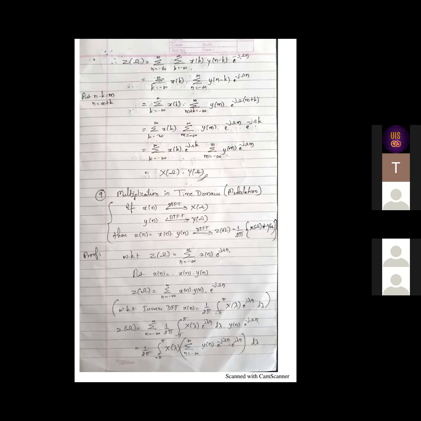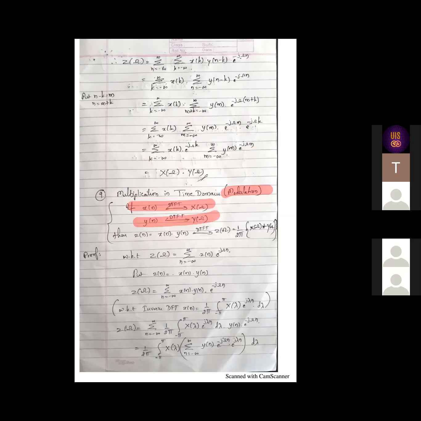Let's go for the next property, which is the converse of the previous property. The first property, which we have just seen, is the convolution property: convolution in time domain, multiplication in frequency domain. Now it's reversed. The reverse property we call modulation, that is, multiplication in time domain. How? You can see the definition.